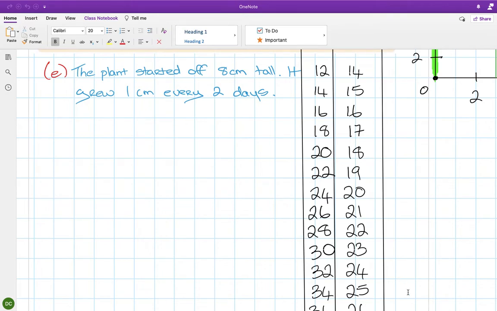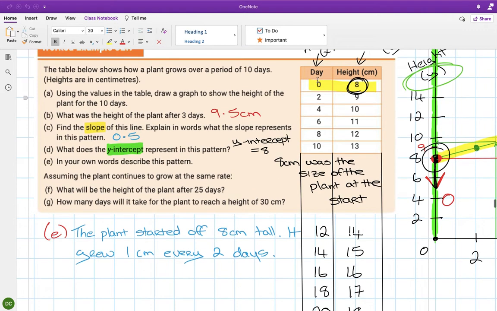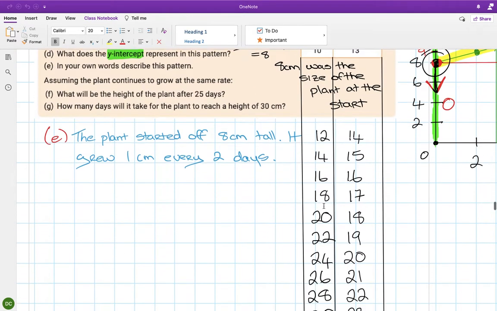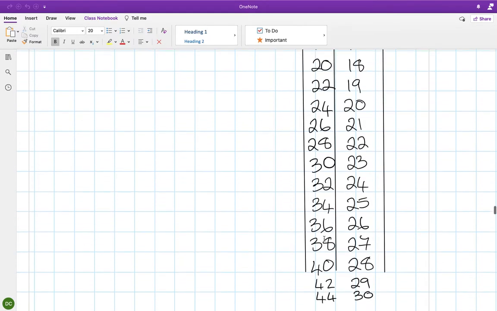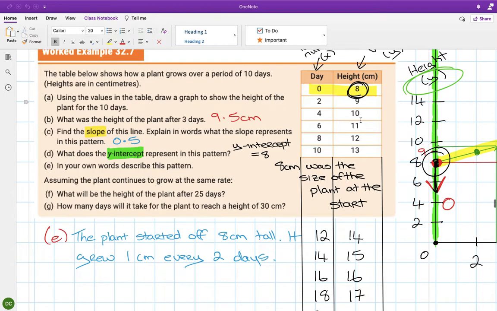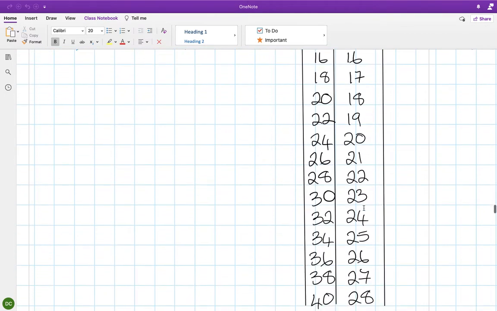Aha. Okay, so I extended the pattern. So the days go up in 2. So I have 12, 14, 16, 18, and I kept going. And then my centimeters are going up by 1. So I went 13, 14, 15, 16, 17, 18, and so on.